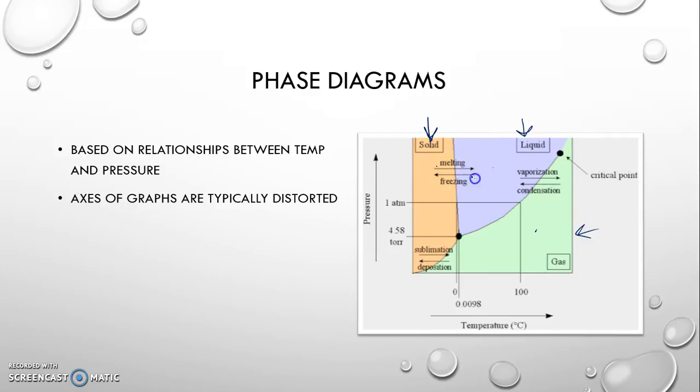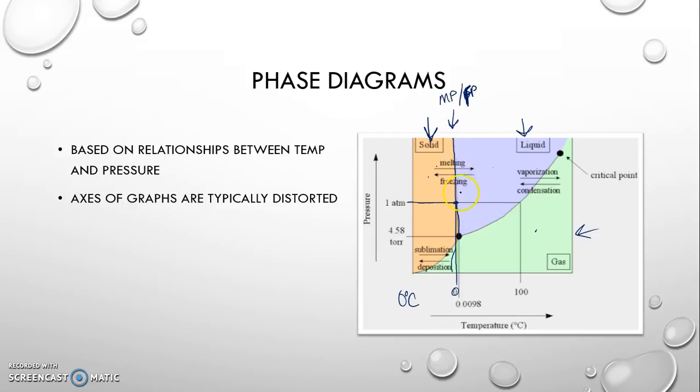Solid to liquid would be melting. Liquid to solid would be freezing. This line right here that separates the two shows us where they are at equilibrium. So we would call that the melting point / freezing point line. What does that mean? Well, that means that if this substance is at 1 atmosphere, and I ask what temperature does it melt, you would come over until you reach the line, and you would go down, and you would say the melting point would be 0 degrees Celsius. That would be the freezing point as well.